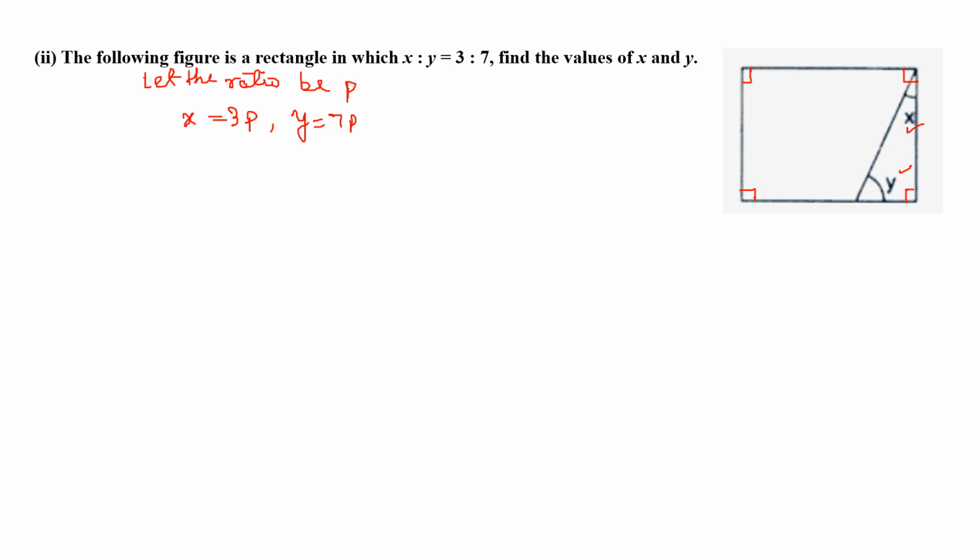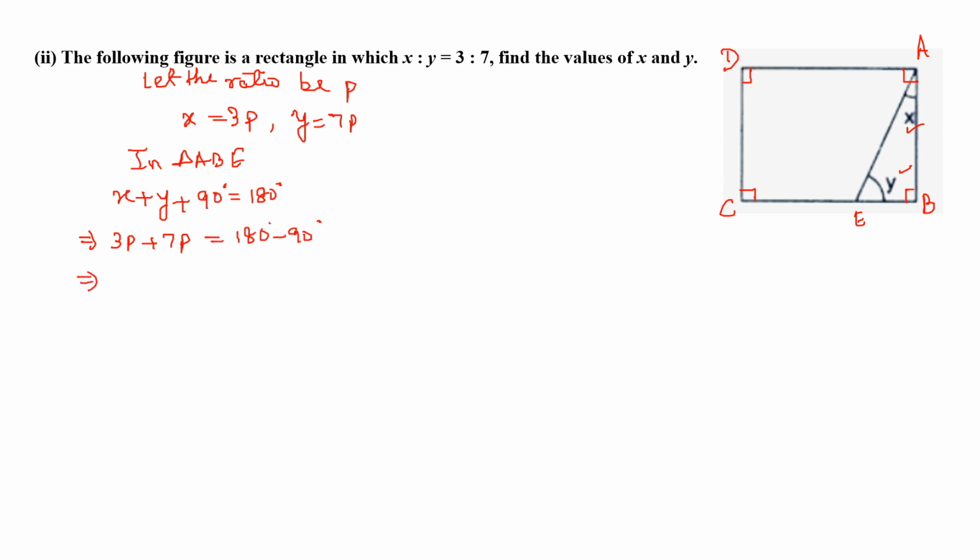Next, I am going to use the angle sum property of a triangle. Okay, so I am going to name it A, B, C, D, E. If I take triangle ABE, in triangle ABE, x plus y plus 90 degree is equal to 180 degree. And your x is 3p plus 7p, and 90 degree I am transposing to RHS. So it will be 3p plus 7p is 10p equal to 90 degree.